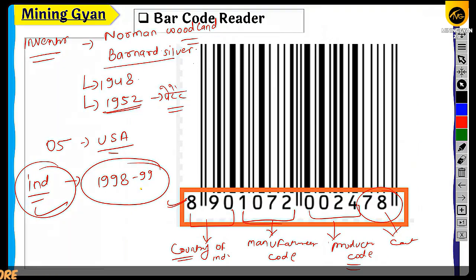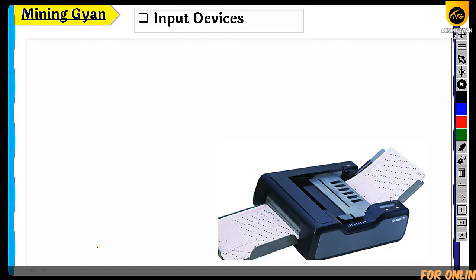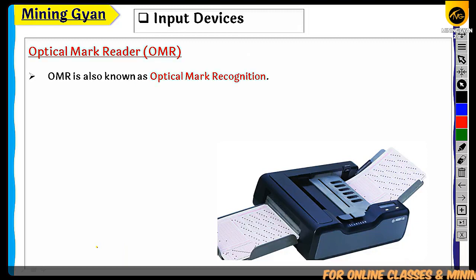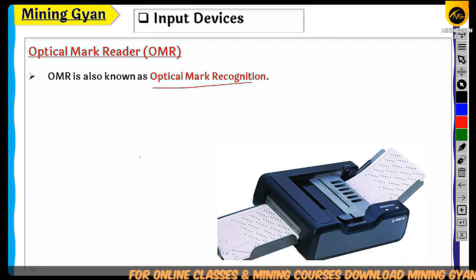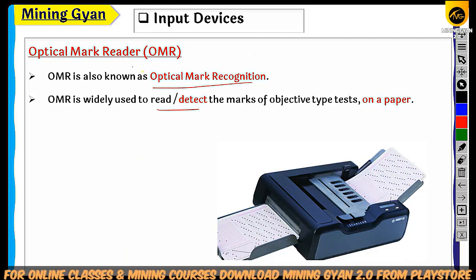The next one is the optical mark reader, which is called the OMR. OMR is also known as optical mark recognition. So OMR is widely used to read or detect marks. The name clearly shows it is used to detect the marks of objective type tests on a paper.